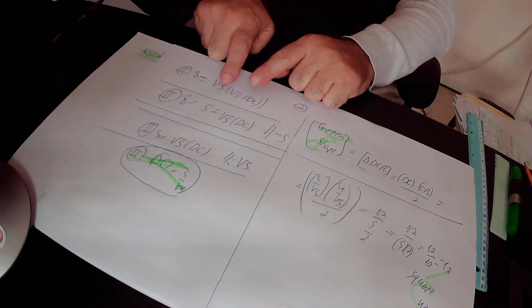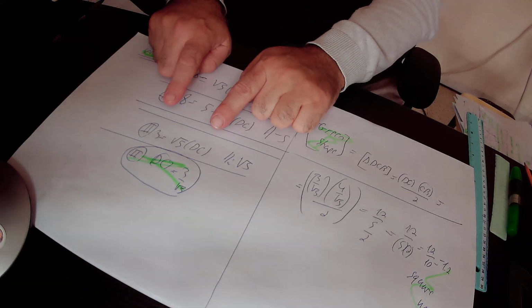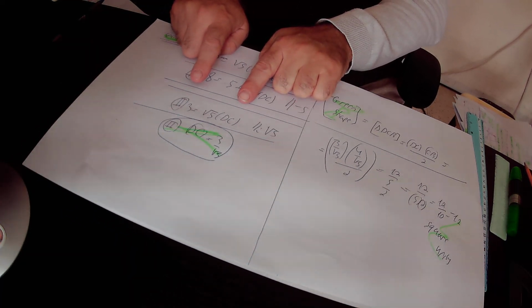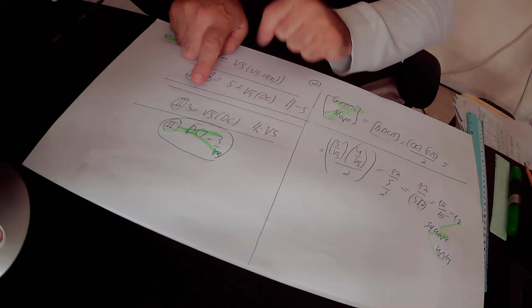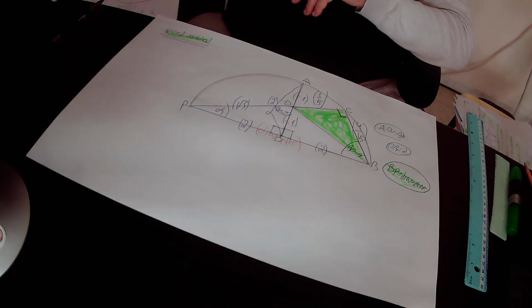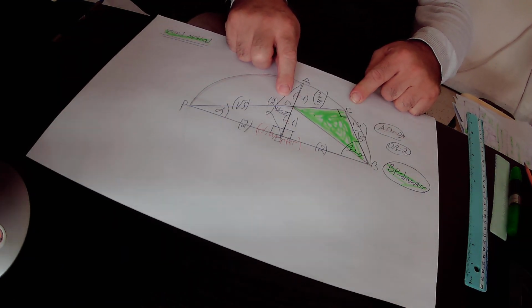Here we subtract 5 from the equation, and we find that 8 minus 5 is 3, which equals the square root of 5 times DC. Here we divide this equation by the square root of 5, and finally we find that the missing side DC equals 3 over the square root of 5 in length. This is the missing side DC.